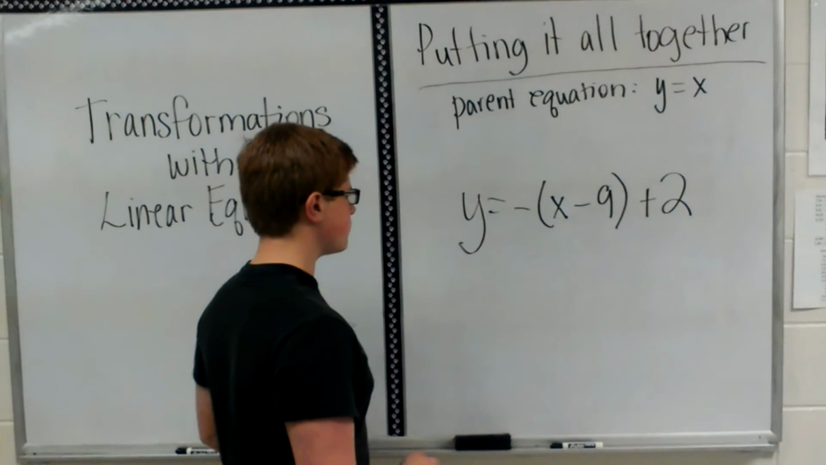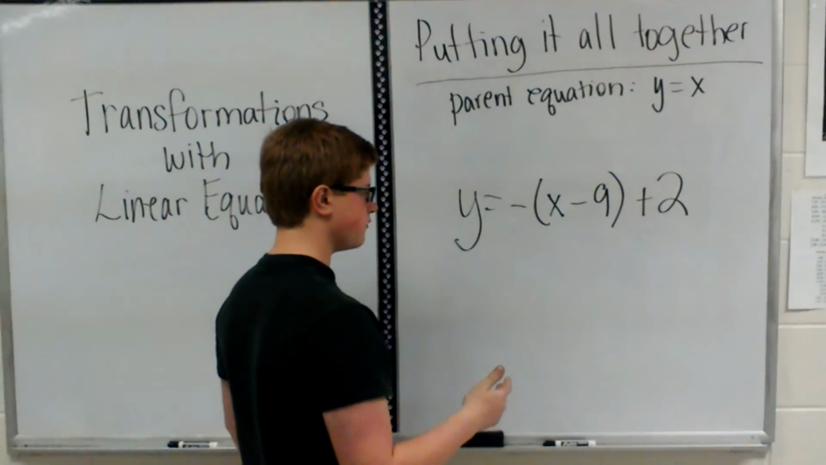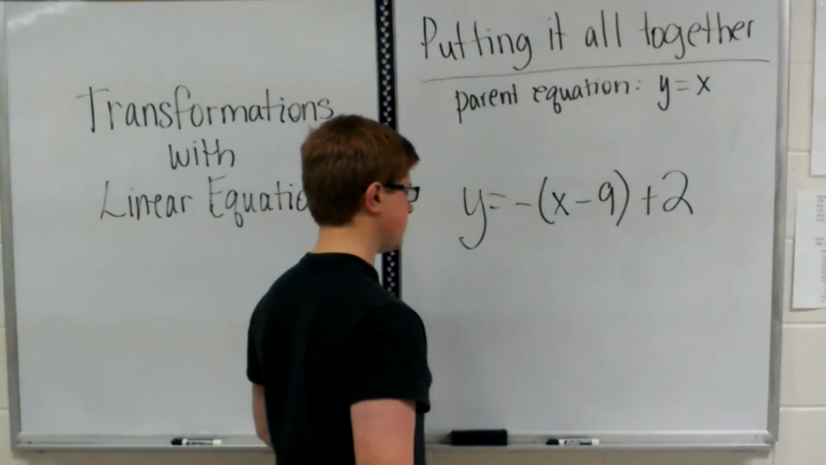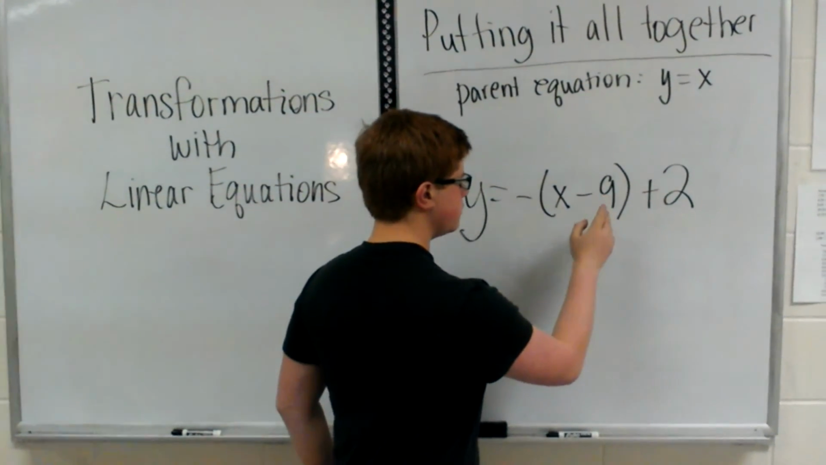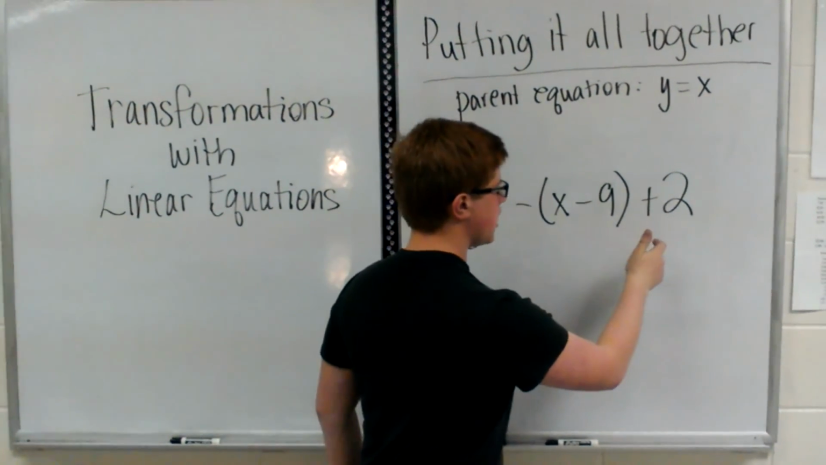We now have another example in which the negative represents that it gets reflected over the y-axis, with a slope of 1 because x has no base. It is then moved to the right 9 and moved up 2.